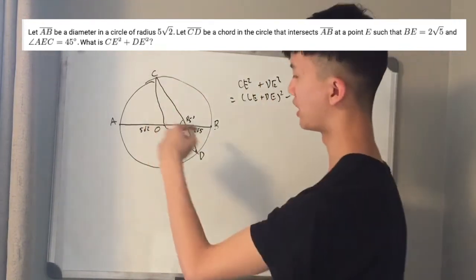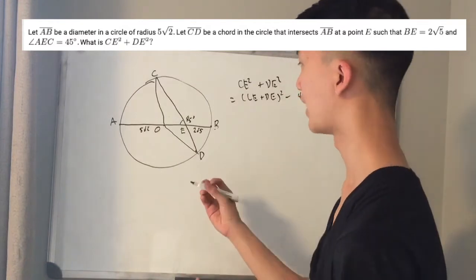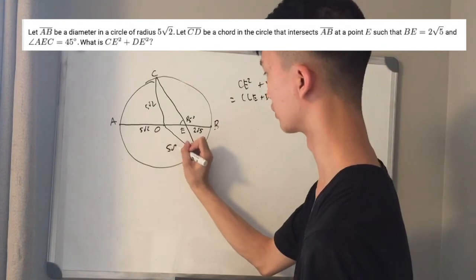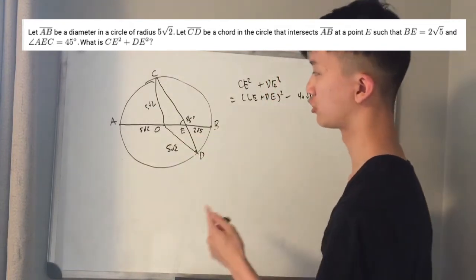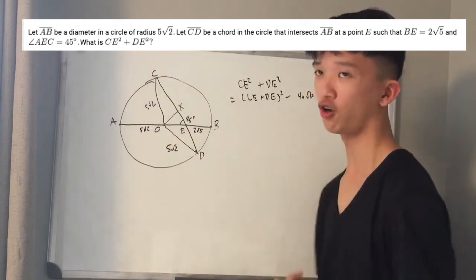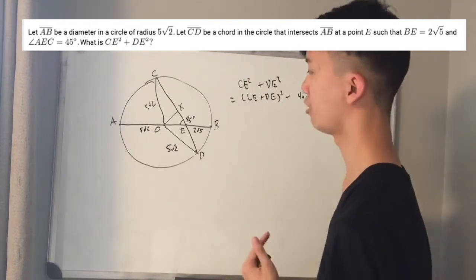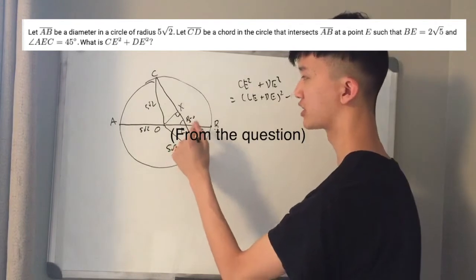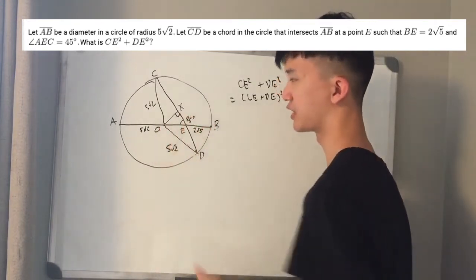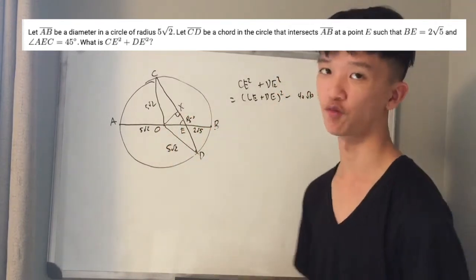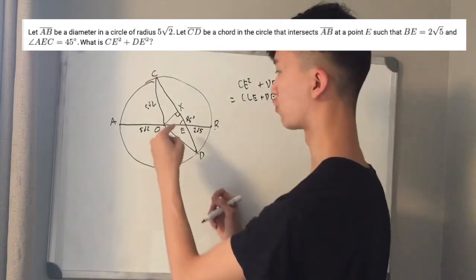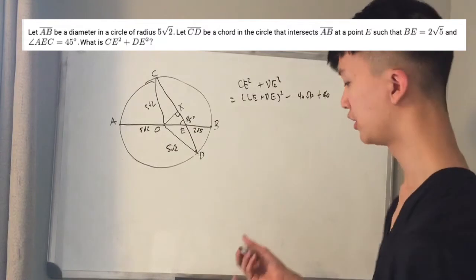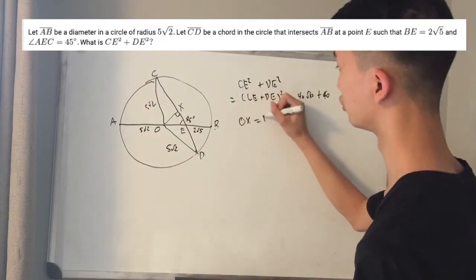But since CO and DO are both radii, we know that CO is equal to 5 root 2, and DO is equal to 5 root 2. Now, let's draw the altitude of this triangle from O, and let's call this point X. So now, since this is an altitude, we know that this is 90 degrees. And since this is 45 degrees, we know that angle EOX is equal to 90 degrees minus 45 degrees, which is also equal to 45 degrees. And so triangle EXO is an isosceles triangle. Therefore, OX is equal to EX.